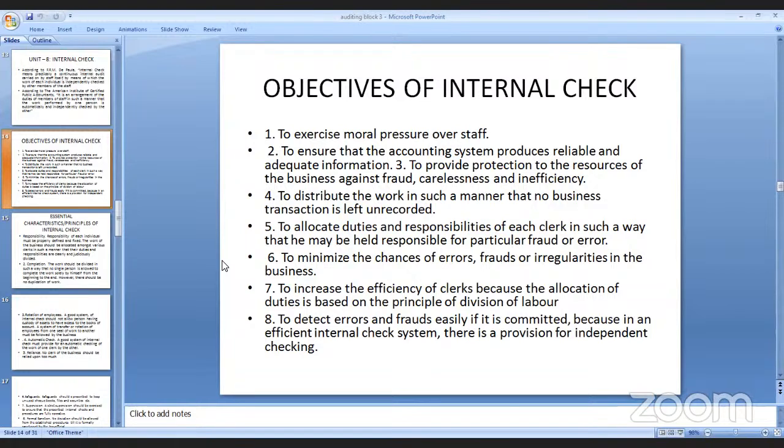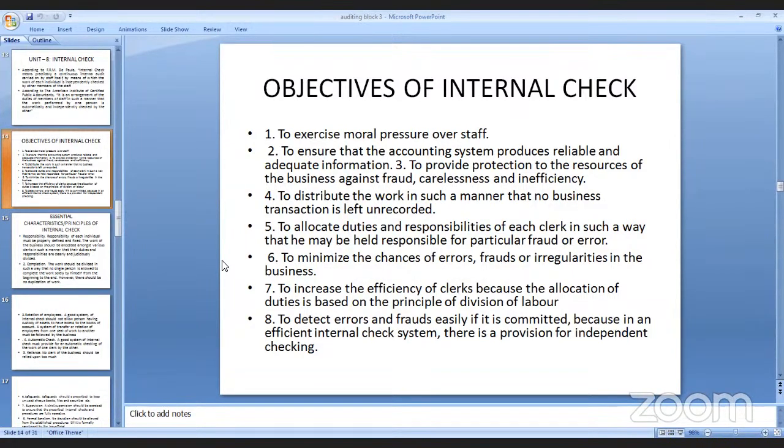business organization. Next, the main purpose of internal check is to distribute the work among the business members. Next, to allocate or discharge the duties and responsibilities of each and every clerk in an organization, particularly to prevent frauds and errors. Here we conduct the internal check. So with the internal check, the chances of errors will be reduced and efficiency will be increased.